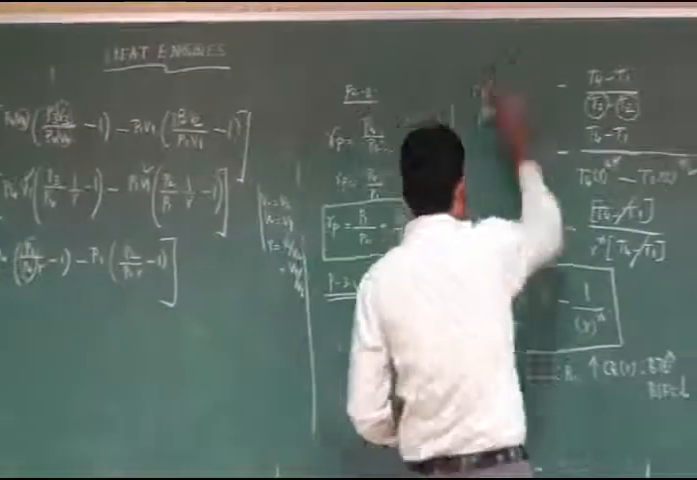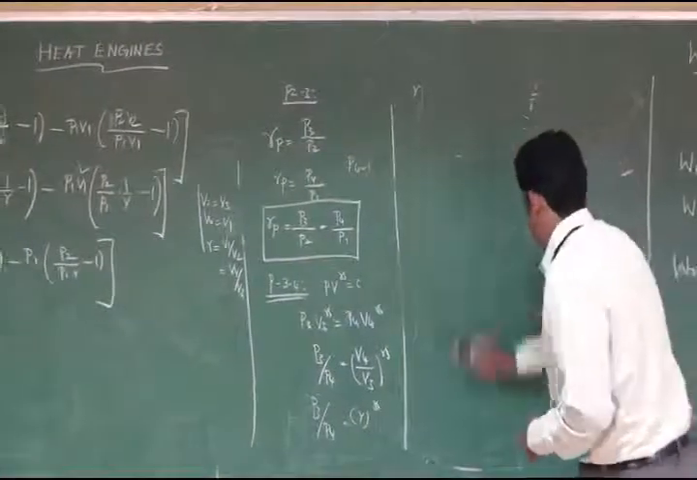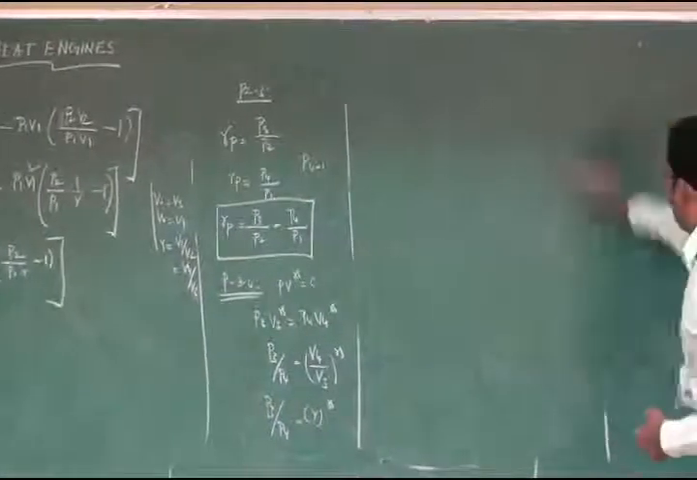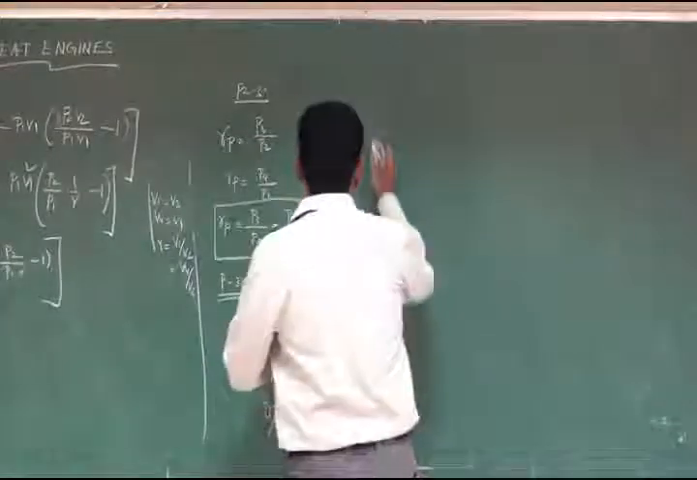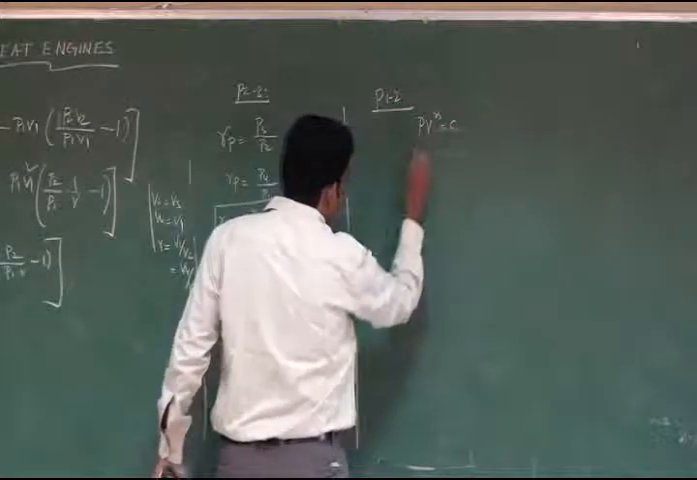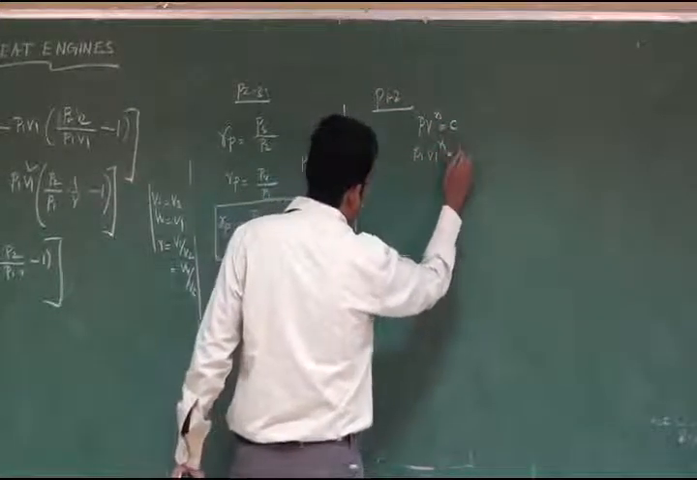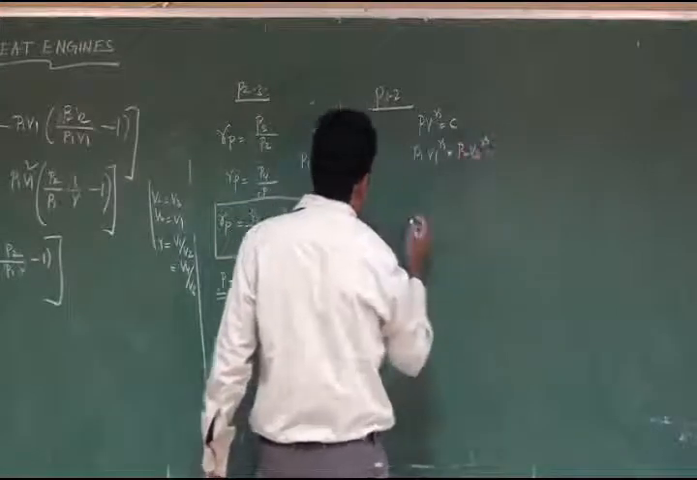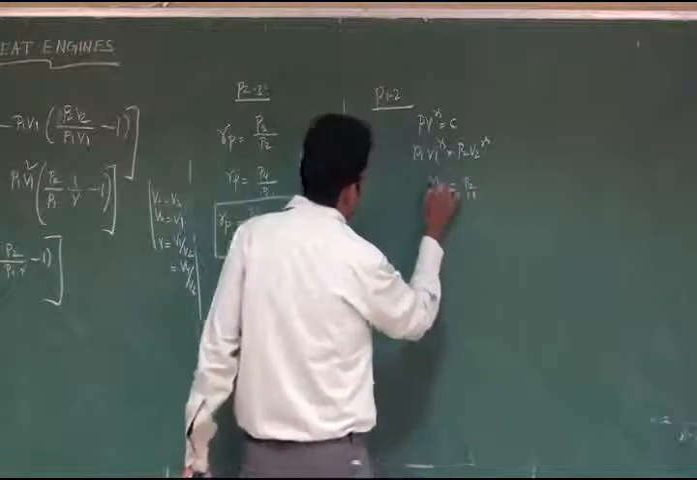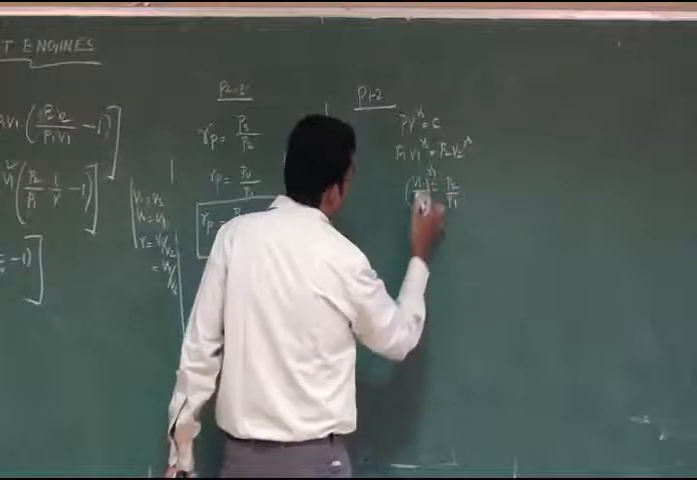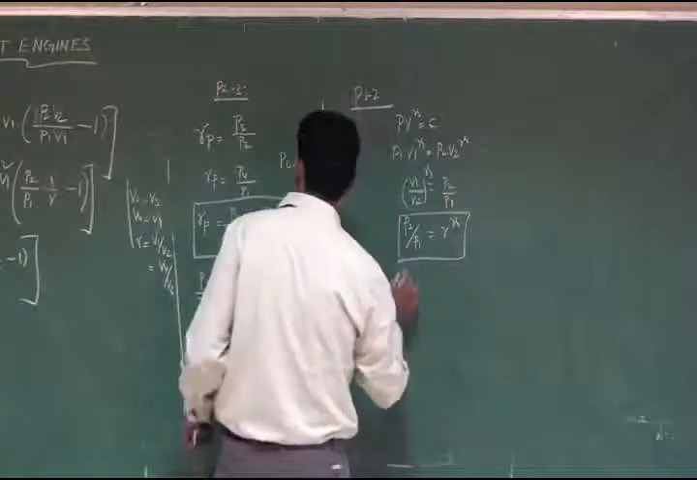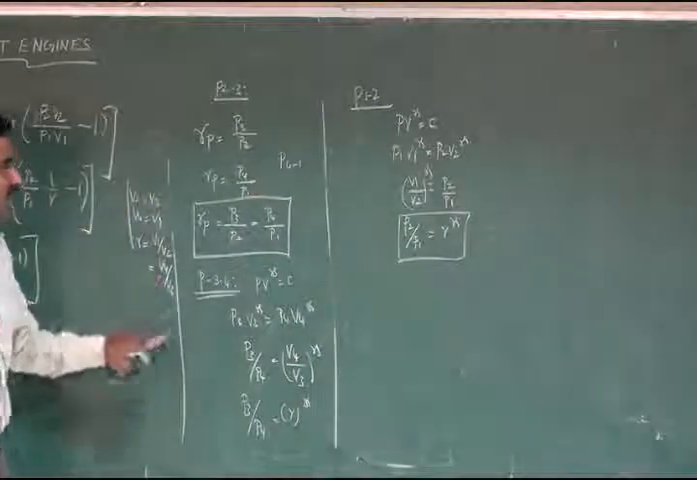Similarly, it can be applied for process 1 to 2 also. Process 1 to 2 is a reversible adiabatic compression process. Then the pressure volume relation will be P1 V1 power gamma is equal to P2 V2 power gamma. Then what we need is P2 by P1, then P2 by P1 can be replaced by V1 by V2 to the power of gamma, where P2 by P1 can be written as R to the power of gamma, because R is the compression ratio where R is equal to V1 by V2 is equal to V4 by V3.